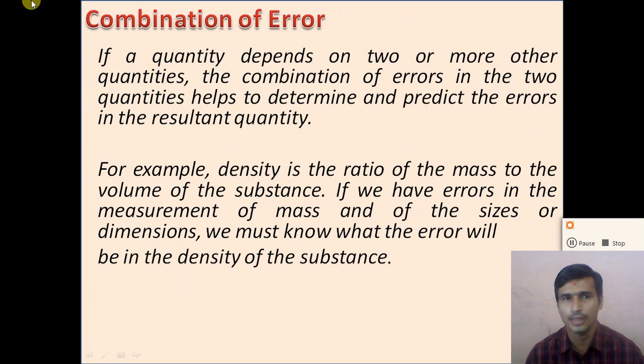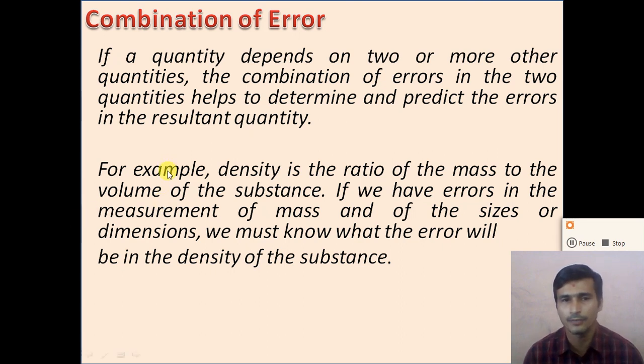If a quantity depends on two or more other quantities, the combination of error in those quantities helps to determine and predict the error in the resultant quantity. Suppose a quantity is obtained by the combination of two or more other quantities, the combination of errors helps us determine and predict the error in the final resultant quantity.